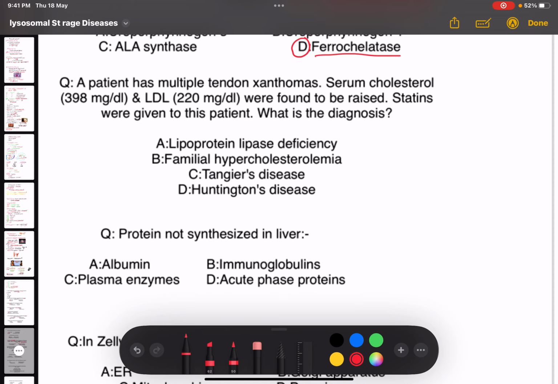Now see another question. A patient has multiple tendon xanthomas, and serum cholesterol level is very high, 398 milligram per dL. LDL is very high, 222 milligram per dL. Statins like atorvastatin and rosuvastatin were given to decrease the level of cholesterol in this patient. What is the diagnosis? This is the case of familial hypercholesterolemia. See guys, if in the exam you are given multiple tendon xanthomas and LDL and cholesterol are raised, go for familial hypercholesterolemia.